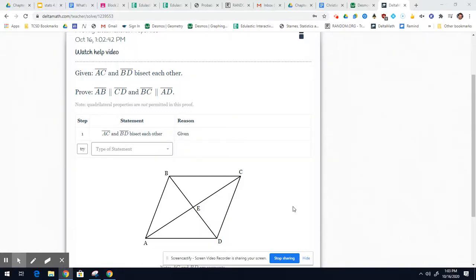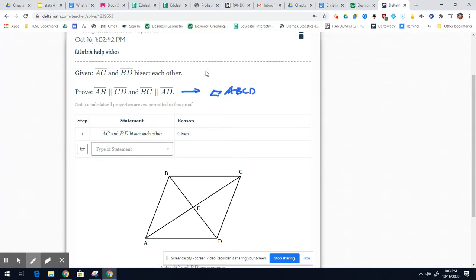All right, so here's our example for 6.3. So it says, given that segments AC and BD bisect each other, we need to prove that segment AB is parallel to segment CD and that segment BC is parallel to segment AD. So again, if you look at this picture, this ABCD is supposed to be a parallelogram. That's exactly what this says, right? This says that parallelogram ABCD would exist.